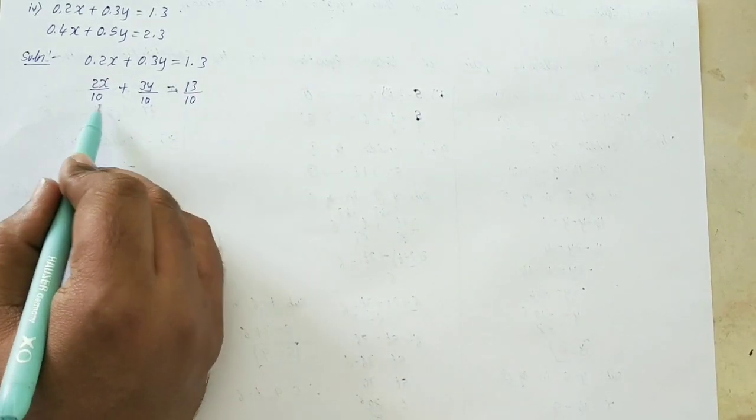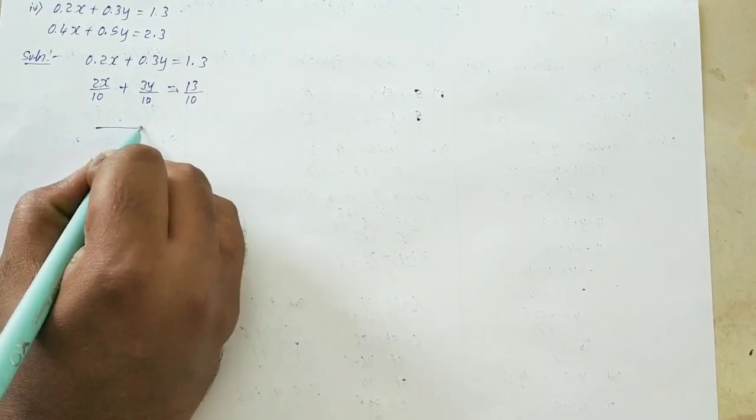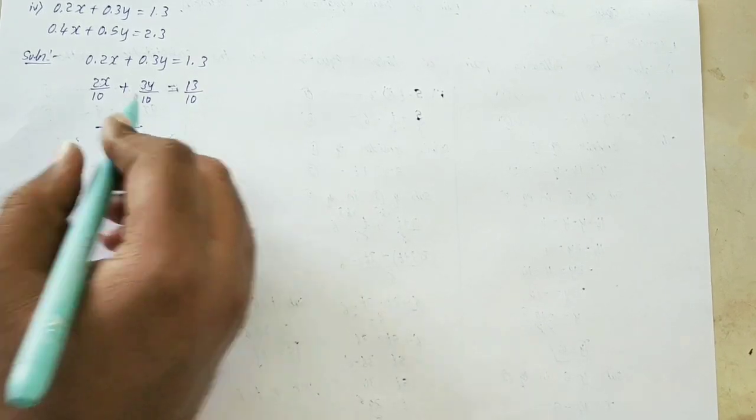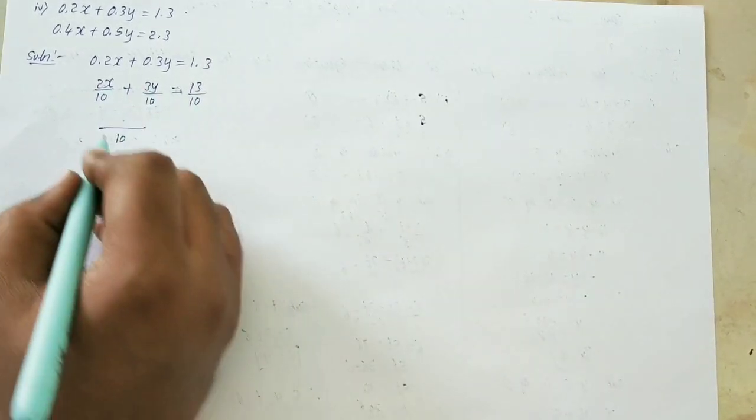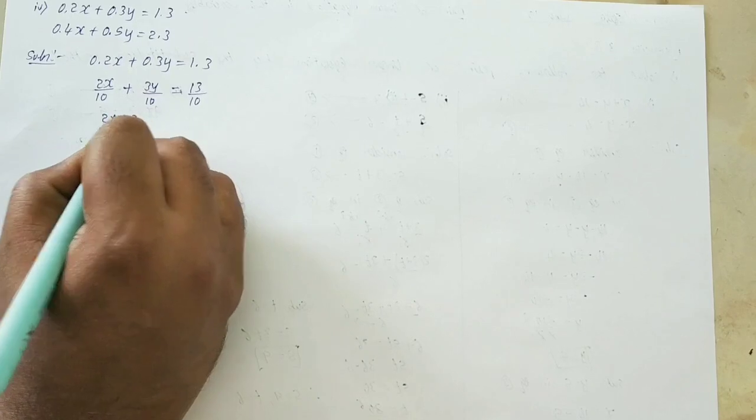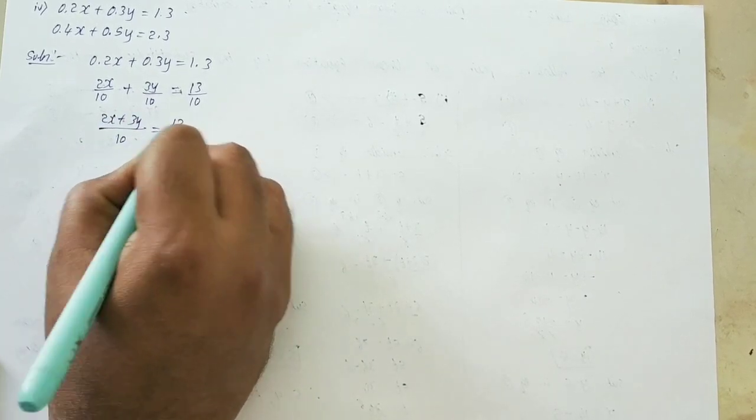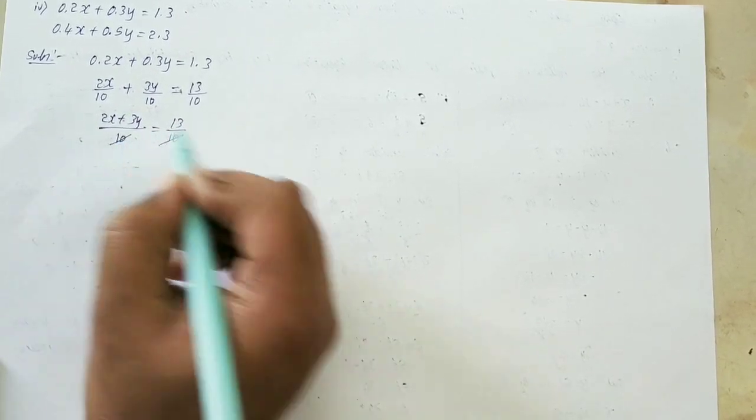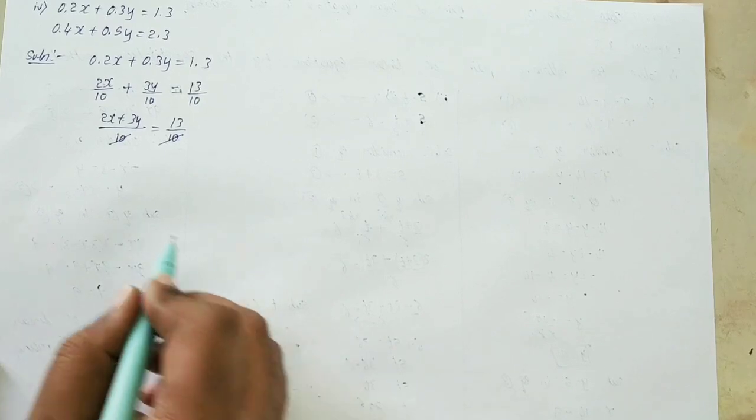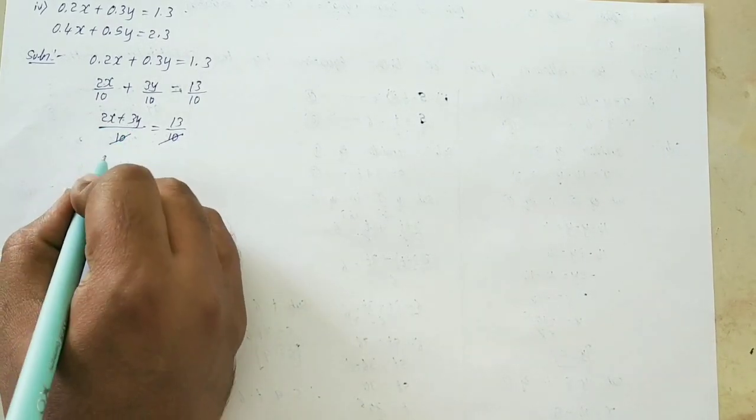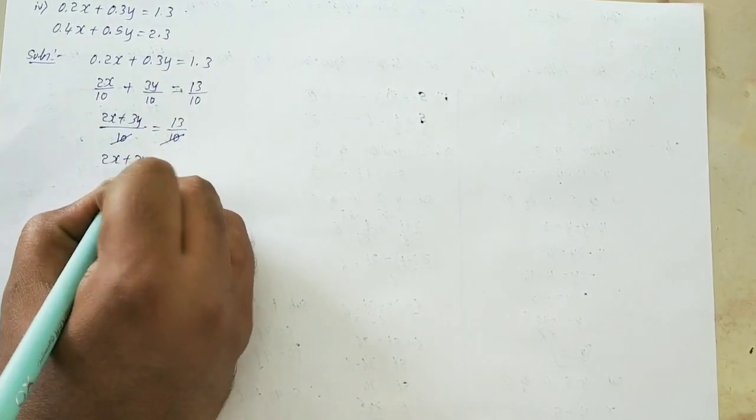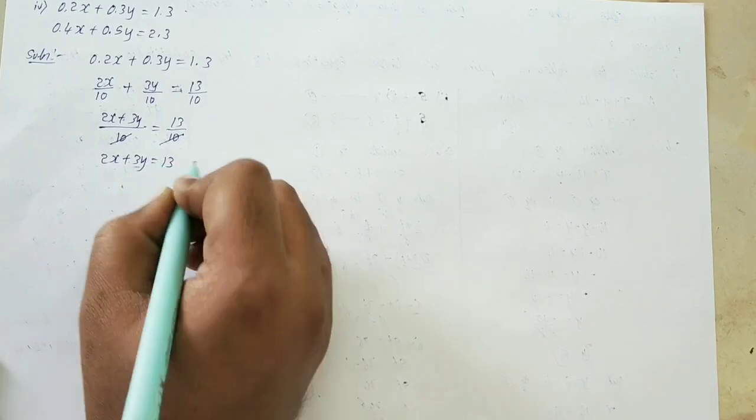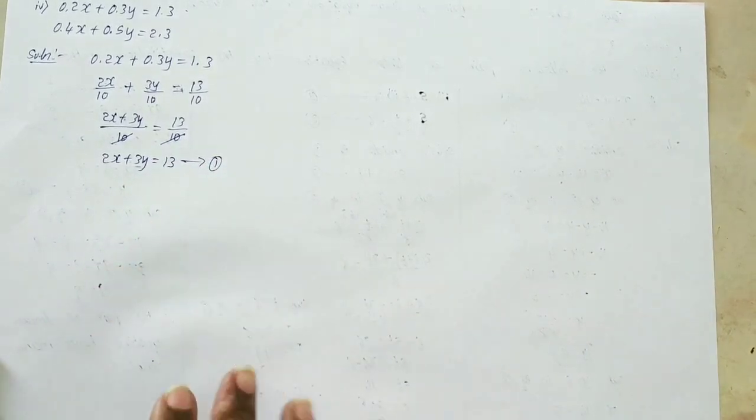So the denominator 10 is there, so there is no need to take LCM. We can directly add the numerators. So 2x plus 3y is equal to 13 by 10. So here denominator 10 and 10 cancel. So remaining 2x plus 3y is equal to 13, right? This is our first equation.